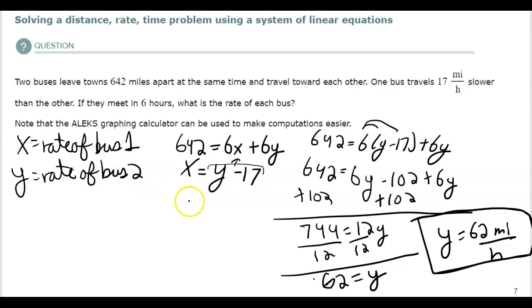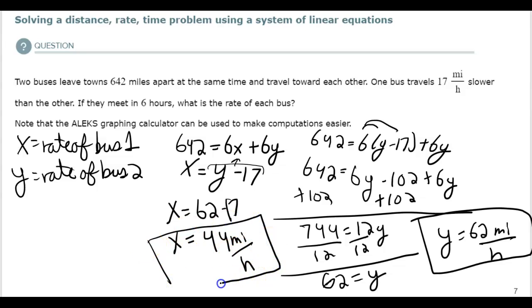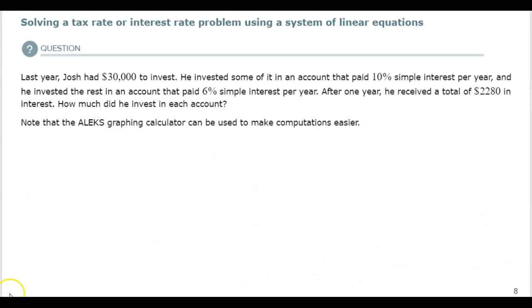That doesn't answer my x yet, but I can go ahead and put a 62 into here. That should be a 17. And my x is, my rate of my first bus is 44 miles per hour. Okay, we have one more problem.